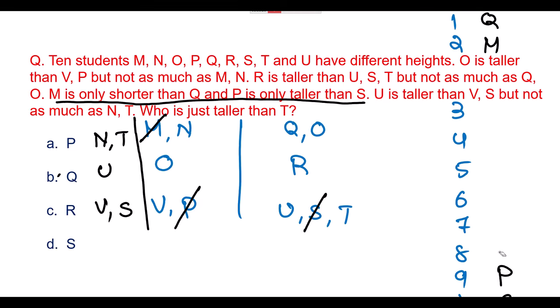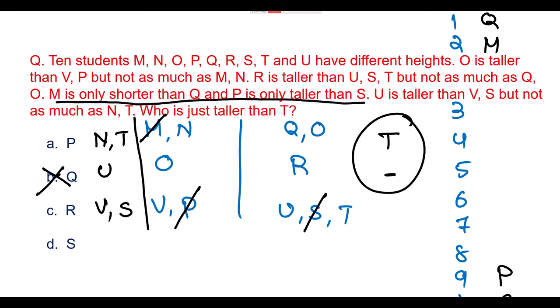Now listen. What is the question regarding? Who is just taller than T. So what will come below T, right? Now definitely if you look into the options, one thing: Q cannot be the answer, because T below Q is required. Is it possible? Q cannot be the answer.